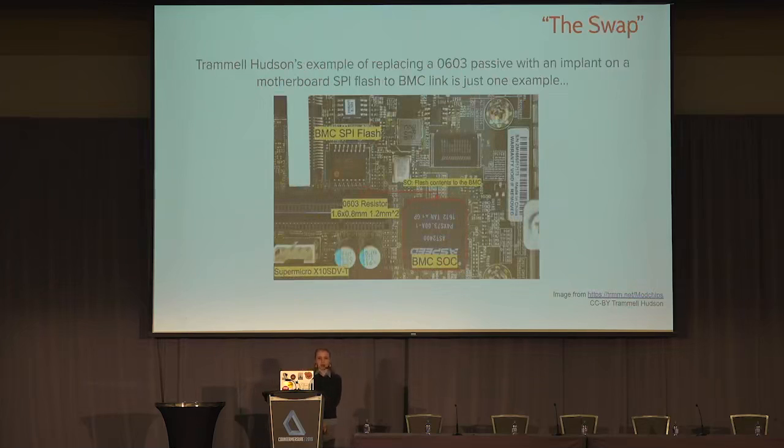All right, so this is a picture of Trammell Hudson's example of what he would do for a hardware implant. He swapped a component on a device. This is just one example of one thing you could swap. And this would mean that the board would function as usual, except it would have a different functionality. They were able to flip ones to zeros in flash memory using this swap. And it could alter enough data such that when you connected to it or when the firmware ran on it, you could actually get command execution.